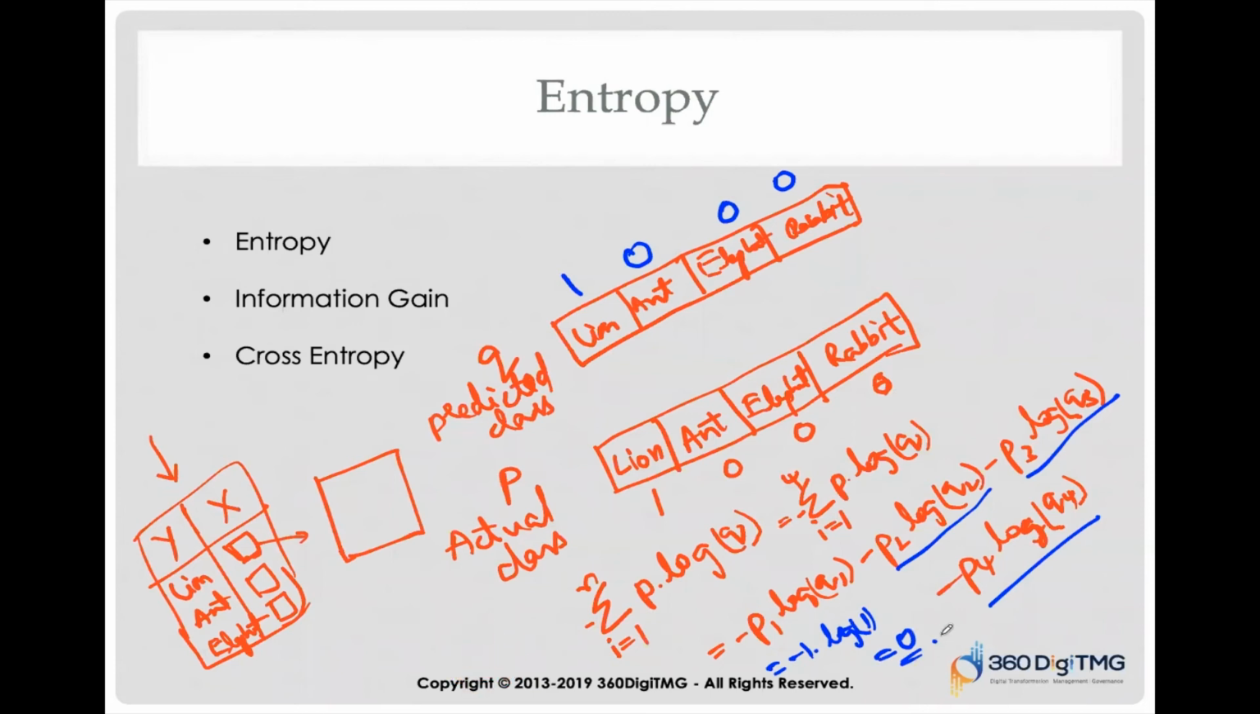Entropy is 0. Why? Because with 100% accuracy, your model predicted that this image is a lion, and in reality it also happens to be a lion. So there is no error. You'll get entropy as 0. This is cross entropy.